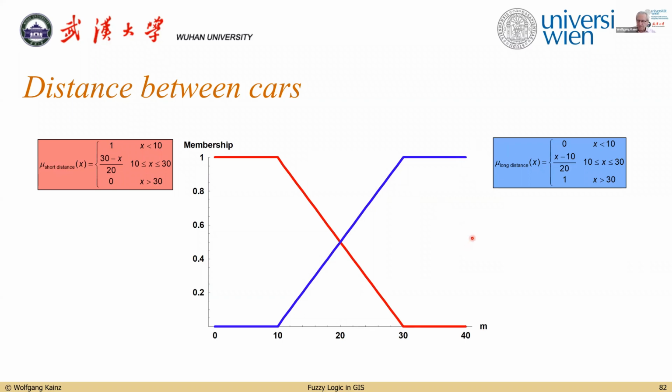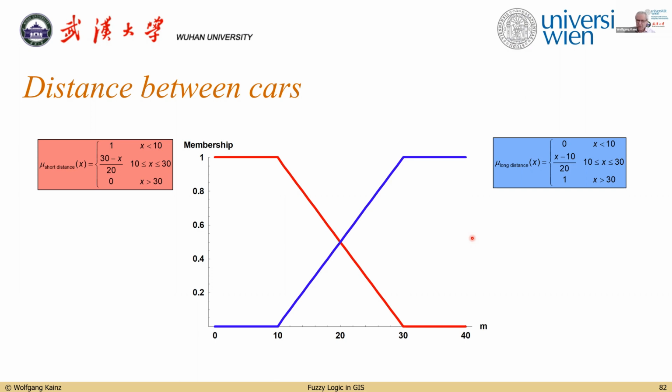Of course, it depends on the circumstances, on the model assumptions, on the knowledge, how you define these membership values. So I just defined it in this way. Perhaps the distance of 30 meters between cars is pretty short. It should be more, but it's just for the simplicity of this example. Now, this would be the membership functions for distance, and 2 values, short and long.